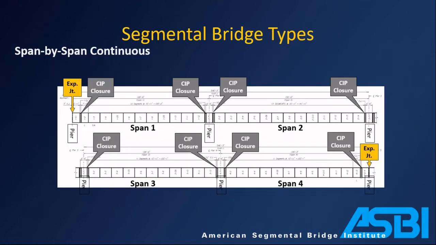So here's a schematic of sort of how that looks. So this is a 4-span unit. You can see there are closure pours at the piers. So this is to keep the geometry going well and to create that continuity from one span to the next. So there are a number of those to pour as you work your way out.